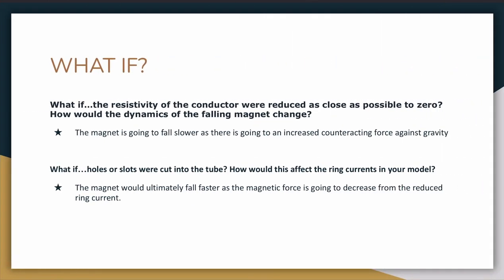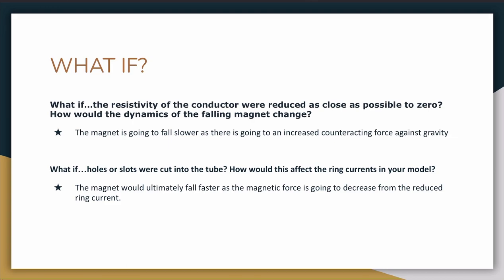So these are the 2 questions that we are asked: what if? And so we look at the conductor and resistivity reduction, and the magnet is going to essentially in this scenario fall slower, as there's going to be an increased counteracting force against gravity.